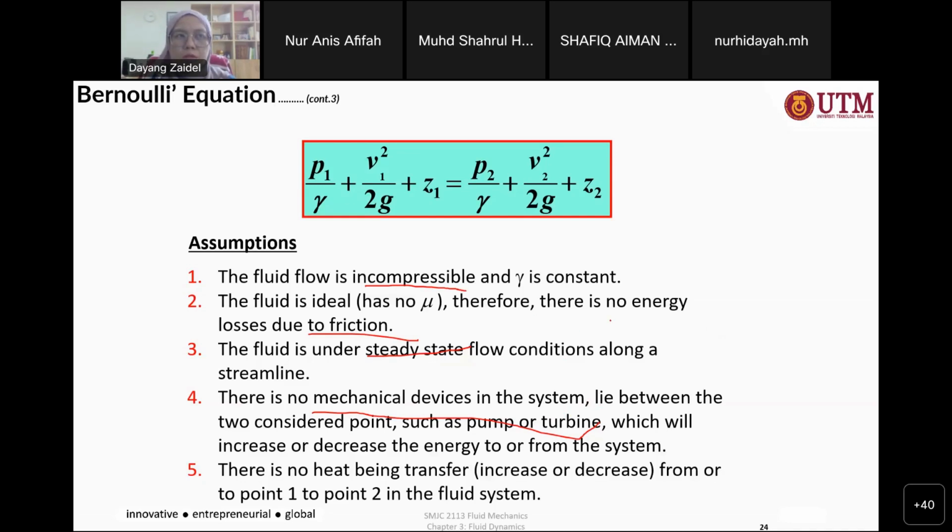So in the questions, for example, if you see the question states all these assumptions: incompressible, no friction, no turbine, no pump, then it will be Bernoulli only. But if the question says there is a pump in the system pumping the water from one point to another point, then you have to include the energy equation. So that is a different equation.